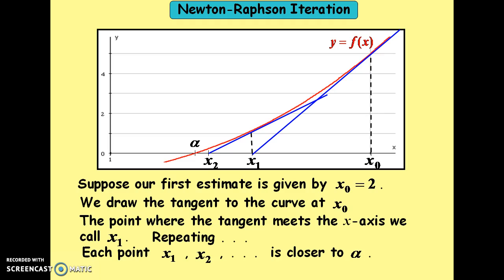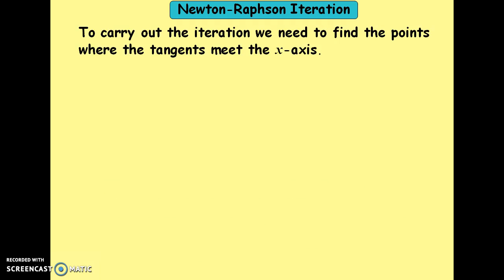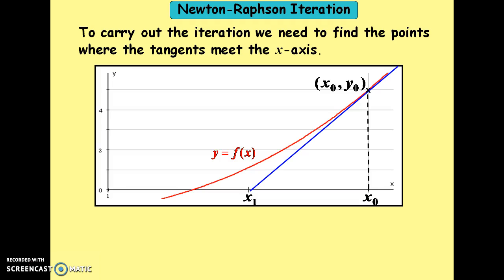Now to carry out the iterations, we need to find the points where the tangents meet the x-axis. All the tangents drawn this way cut the x-axis at different points, and all those points are approximate roots between 1 and 2, closer to alpha. Alpha is the actual root.